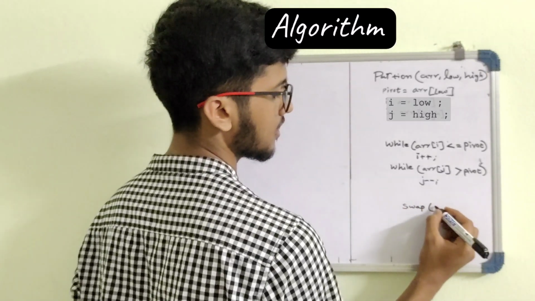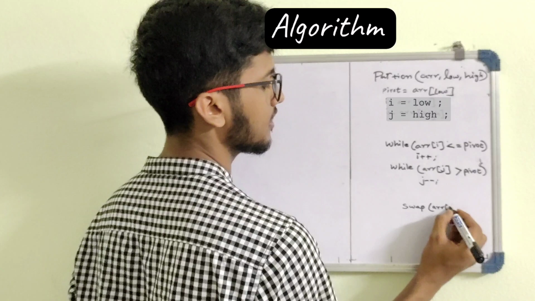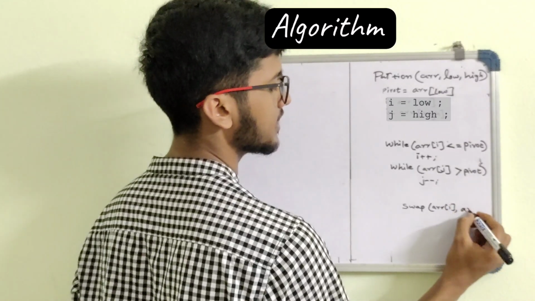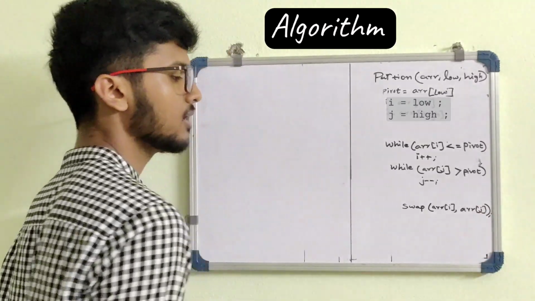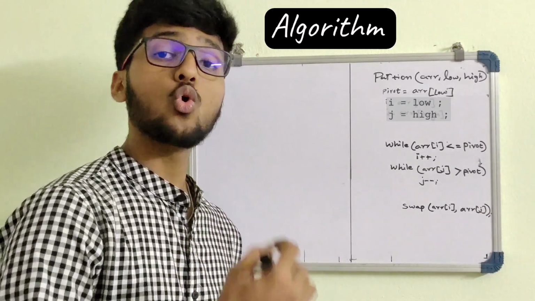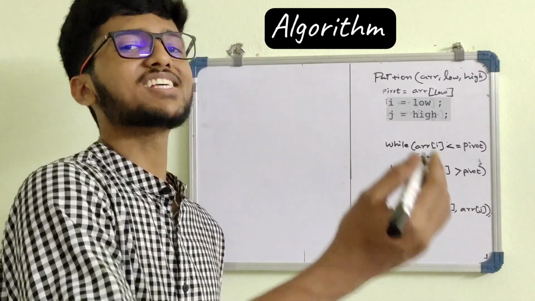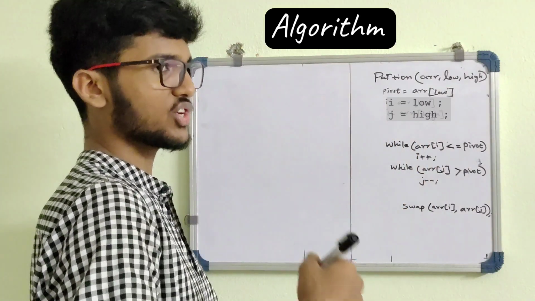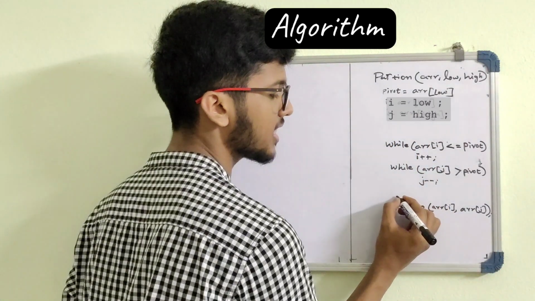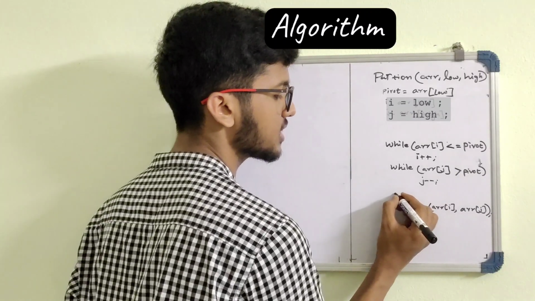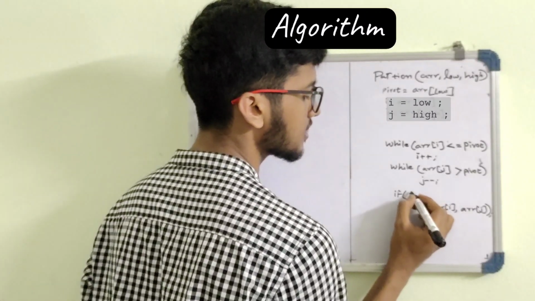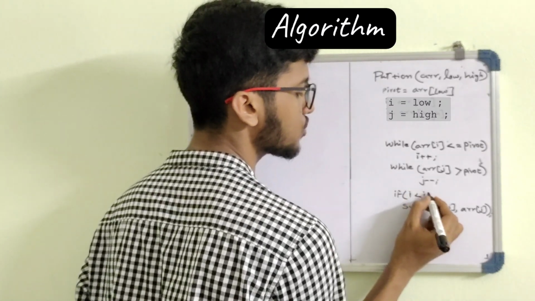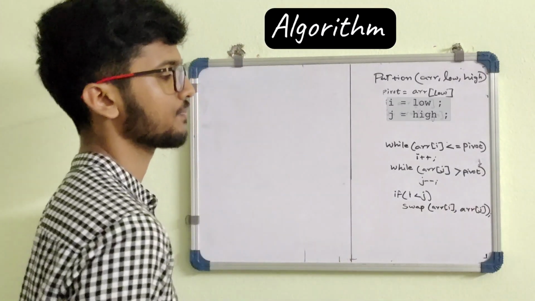So swap the element at i and the element at j, right? But this swapping is done only when i is smaller than j. That means i should not cross j. So one condition we are going to write about this swap operation, that is, only if i is smaller than j we are going to swap, otherwise no need to swap, right?